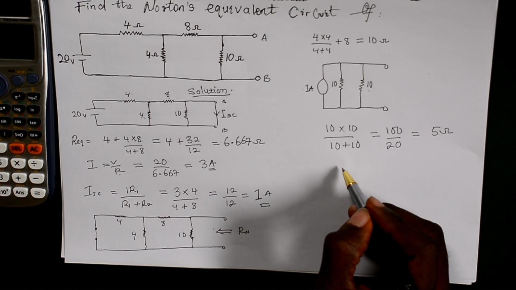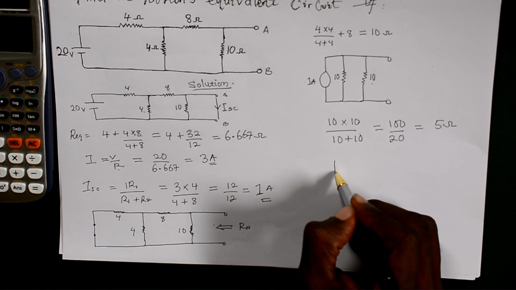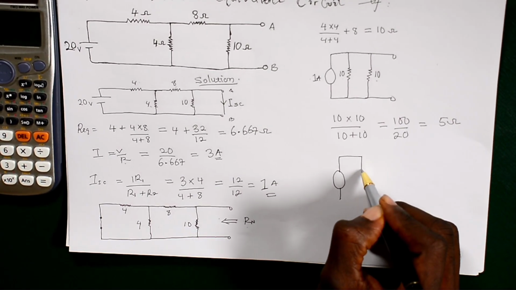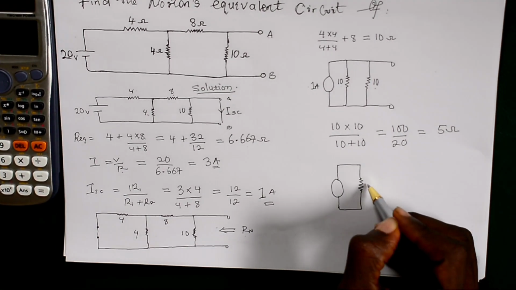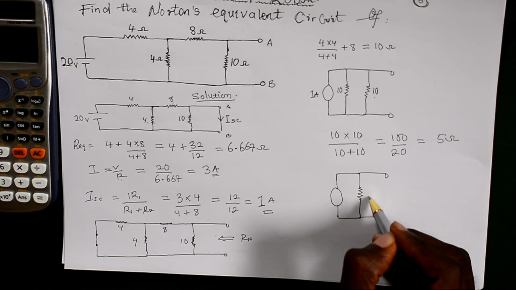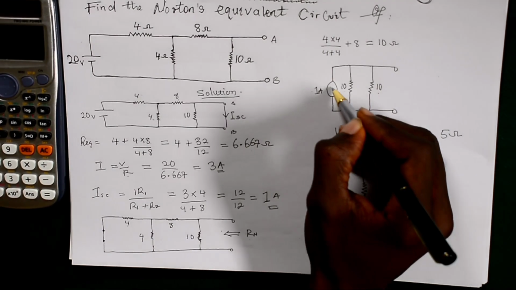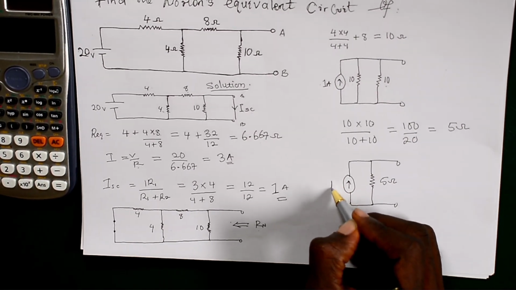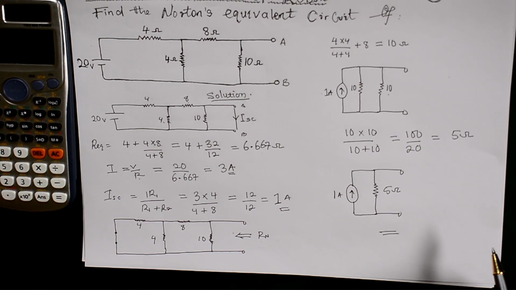So now the equivalent Norton circuit will be the current in parallel to the R Norton. The R Norton is 5 ohms, and the current Isc is 1 ampere. So this is the Norton's equivalent circuit.